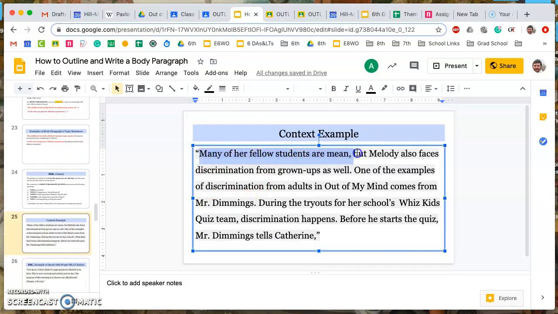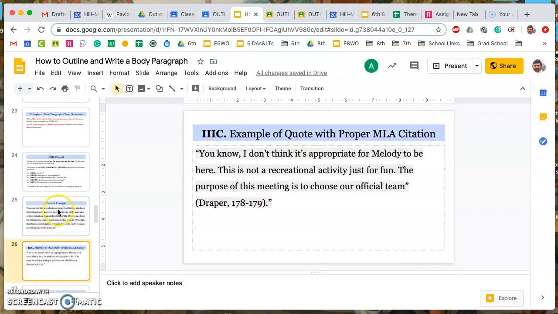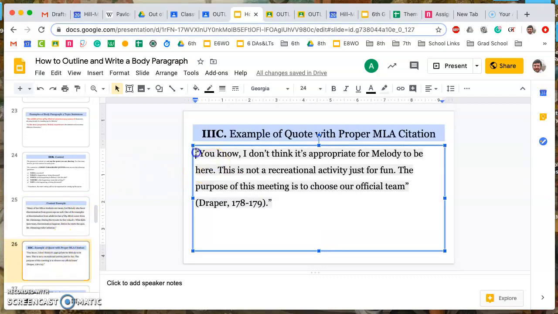Many of her fellow students are mean, but Melody also faces discrimination from grown-ups as well. One of the examples of discrimination from adults and out of my mind comes from Mr. Dimmings. During the tryouts for her school's WizKids team, discrimination happens. Before he starts the quiz, Dimmings tells Catherine, and I'll italicize the book title. And once you have that, you are able to throw in the quote. And that's properly cited as well.